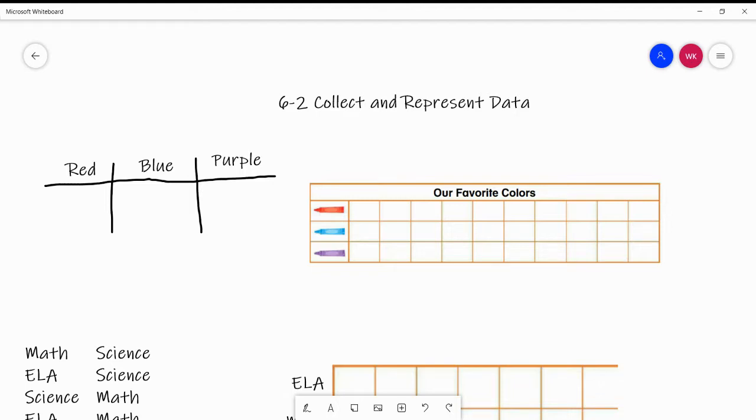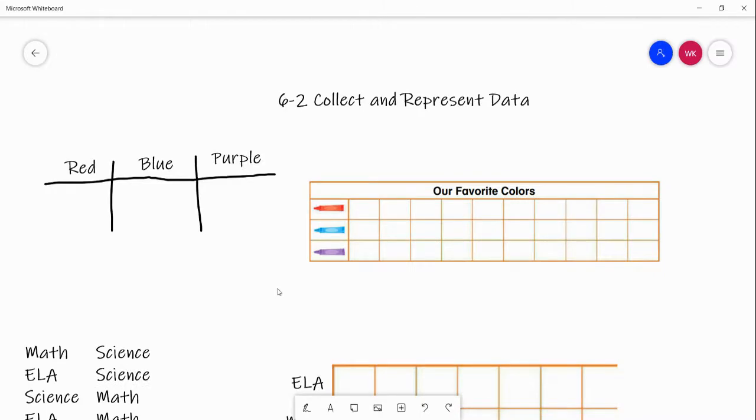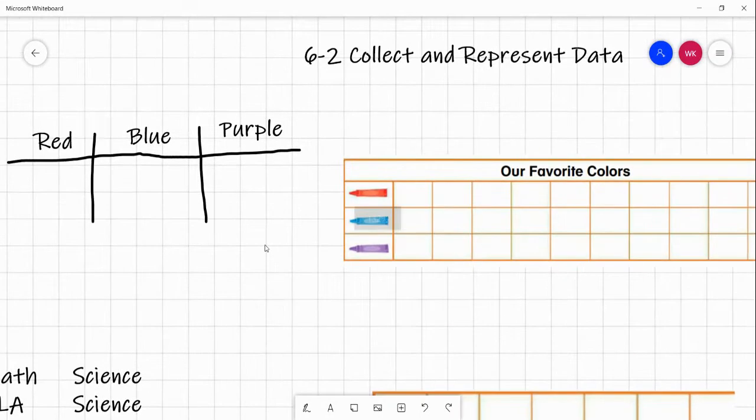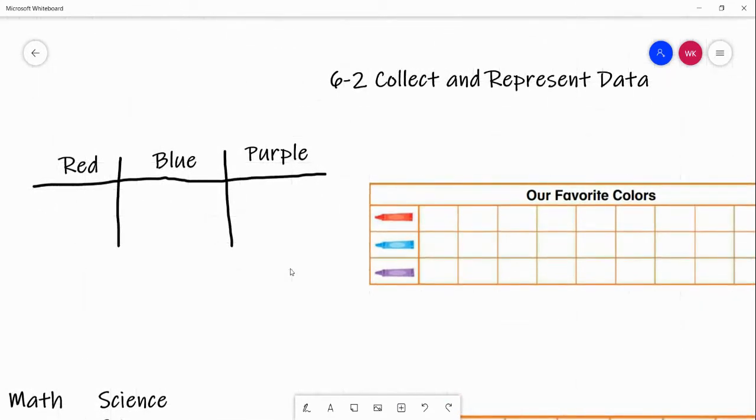Hi, first grade. We are going to go over lesson 6-2, collect and represent data. So I wish I could talk to you guys, but I'm going to make up some random people to collect data. So our topic is going to be our favorite colors.